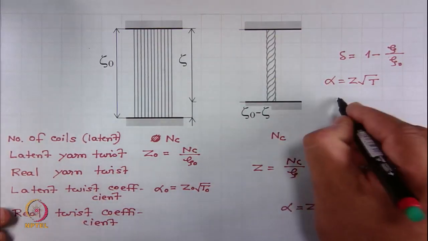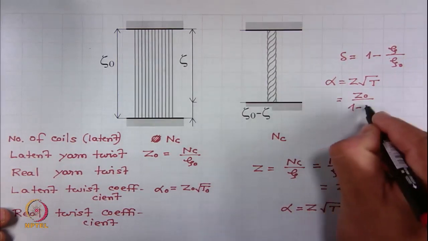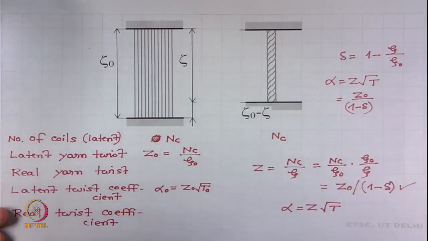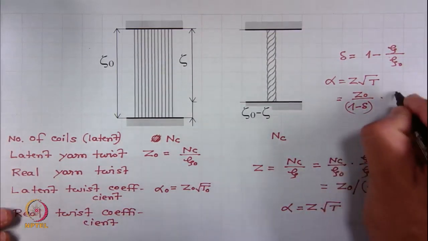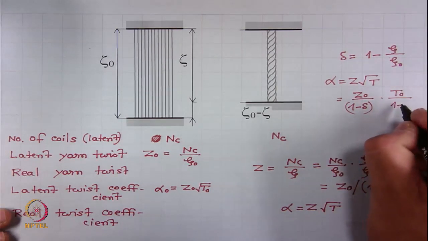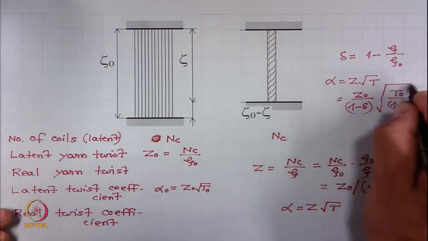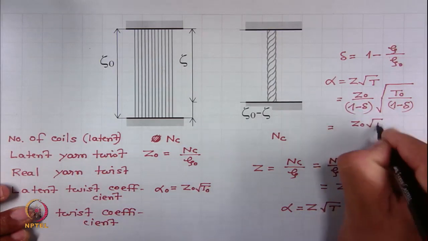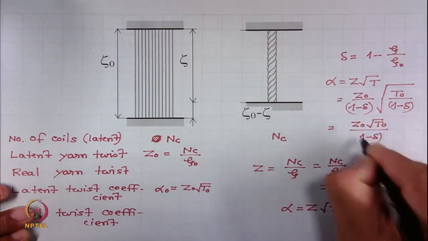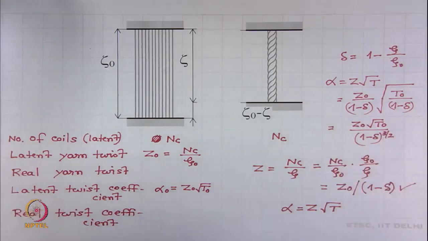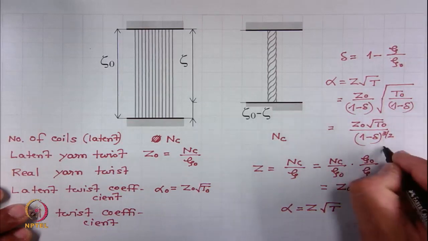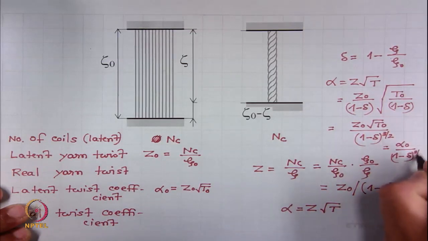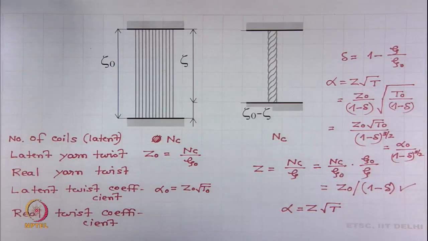What is z? Z is z naught (1 minus delta) here, and what is your t? T was expressed earlier. T was, you remember, t naught by 1 minus delta, but this is square root. So, z naught t naught (1 minus delta) to the power 3/2. So, z naught t naught is equal to alpha naught (1 minus alpha) to the power 3/2, right.